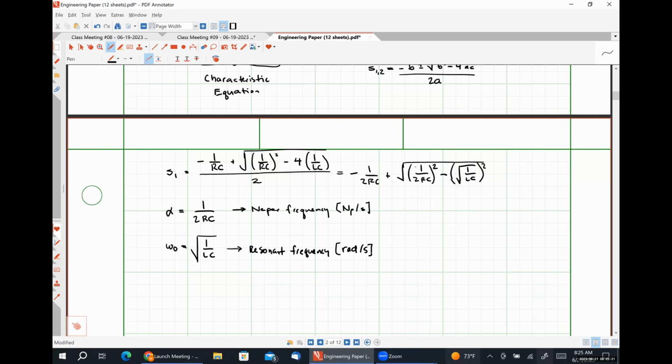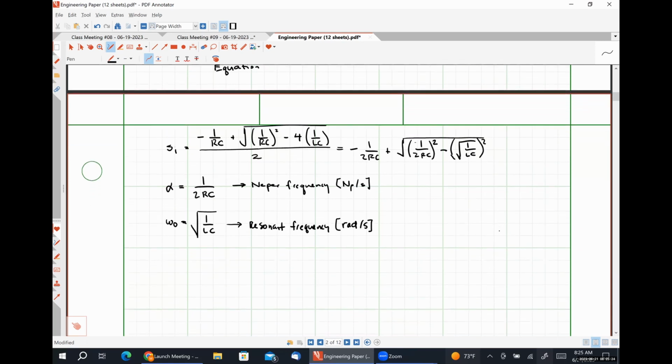Okay. So I can express s1 in terms of alpha and omega naught. Right? So s1 would be negative alpha plus the square root of alpha squared minus omega naught squared.